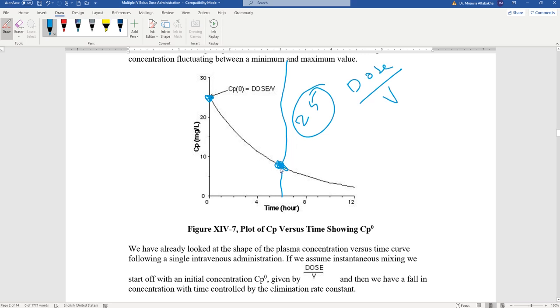Now, this addition, where we are adding what is left plus what you injected, is referred to as the superimposition principle, which means that you are adding to what exists what the dose will cause. This is the accumulation.